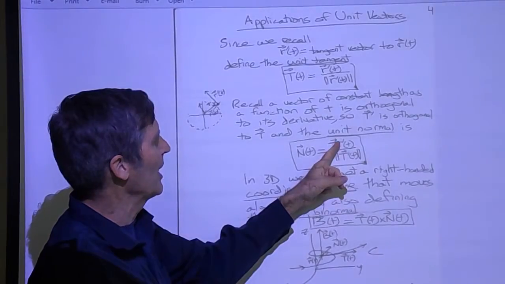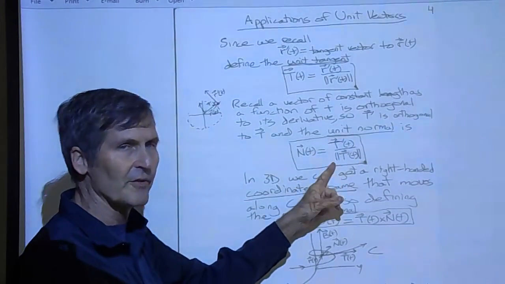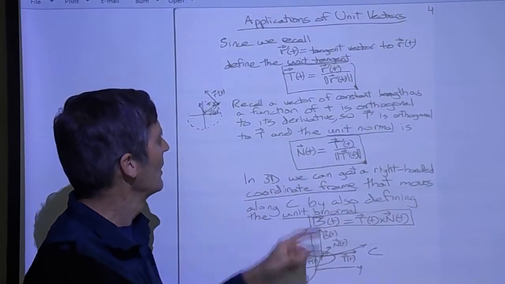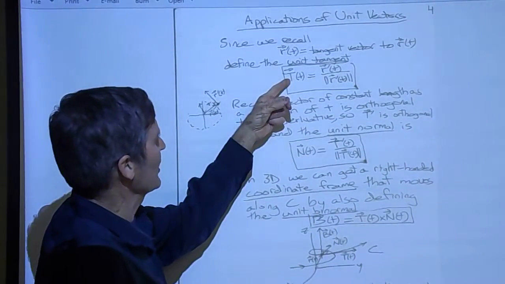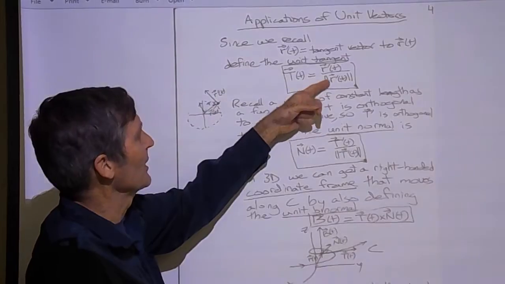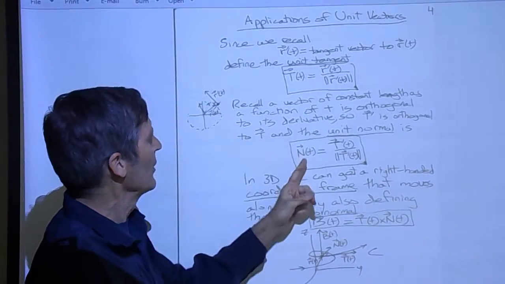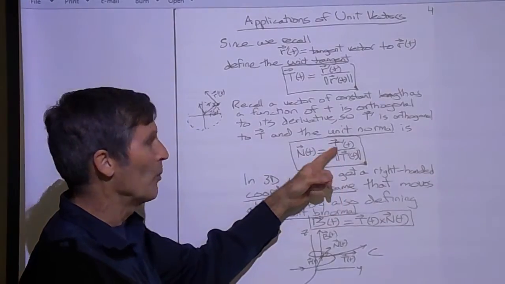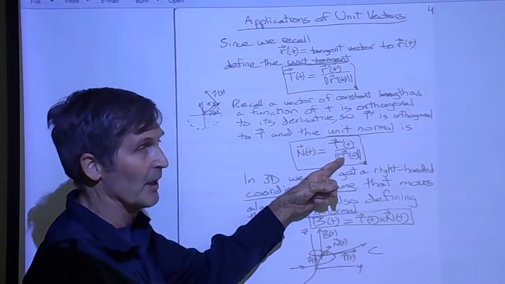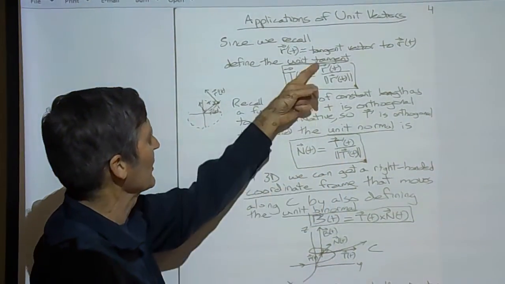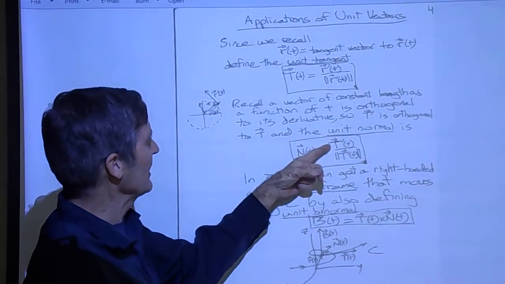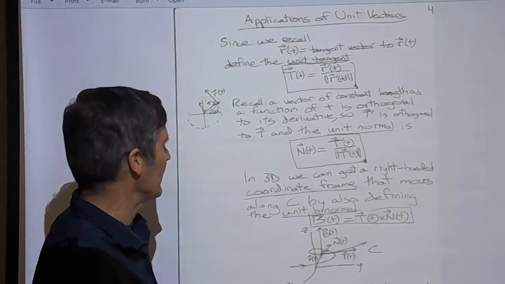Well, we'll take T prime divided by its length and get a unit vector perpendicular to T and call that the unit normal. So the unit tangent vector will be r prime divided by its length, since r prime is the tangent vector. The unit normal vector will be T prime divided by its length. Don't put r double prime over the length of r double prime, that doesn't work. You might think it does in this formula, but that's because T has constant length and is perpendicular to T prime.